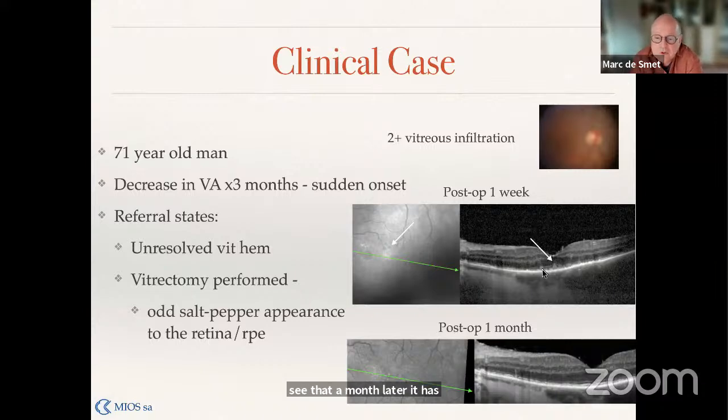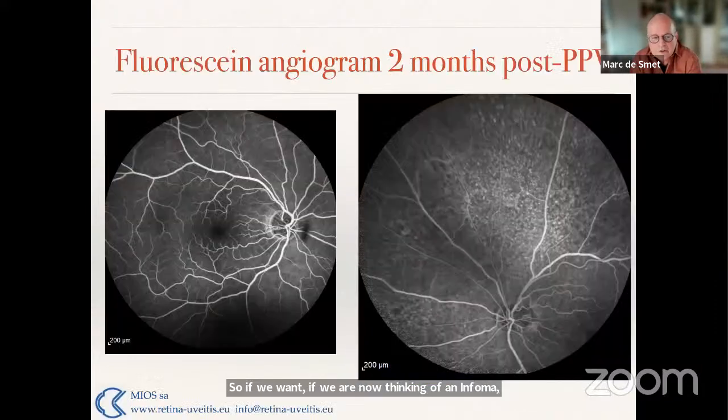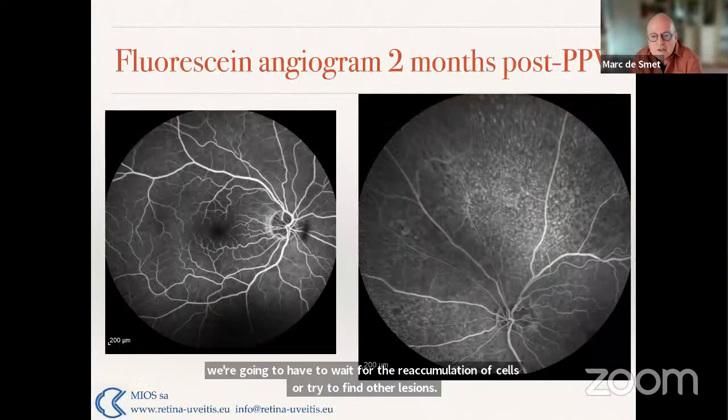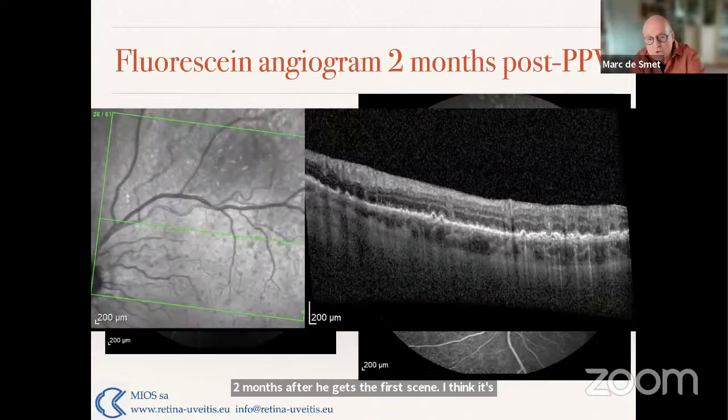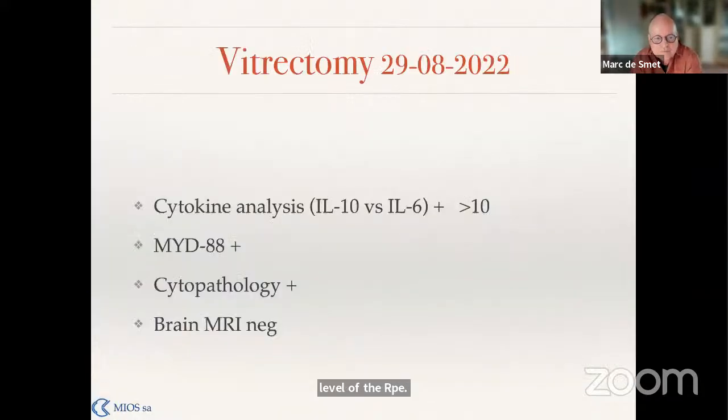So if we are now thinking of a lymphoma, we're going to have to wait for the reaccumulation of cells or try to find other lesions. 2 months after, he gets a fluorescein. I think it's very typical on the right-hand side. The OCT also shows you these changes that are at the level of the RPE with cells either within the subretinal space or just under the RPE.